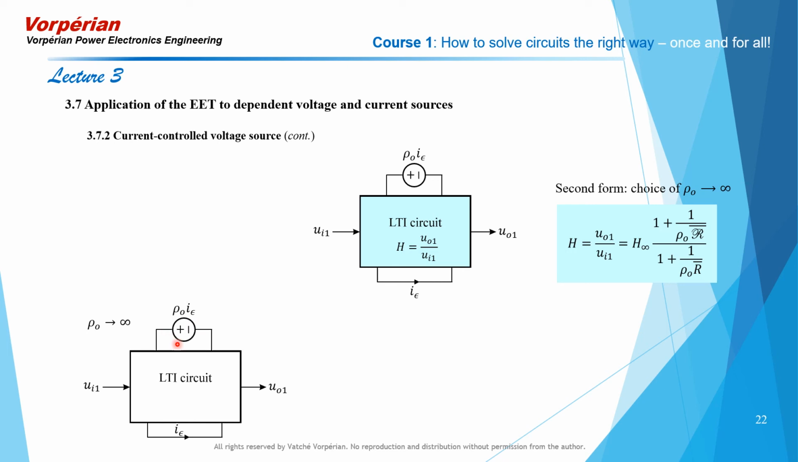The current on which this dependent source depends, when you let rho 0 go to infinity, shrinks to 0. And it is under these conditions that you compute the transfer function output 1 over input 1 with rho 0 gone to infinity and this current having shrunk to 0. And that's your yellow calculation.